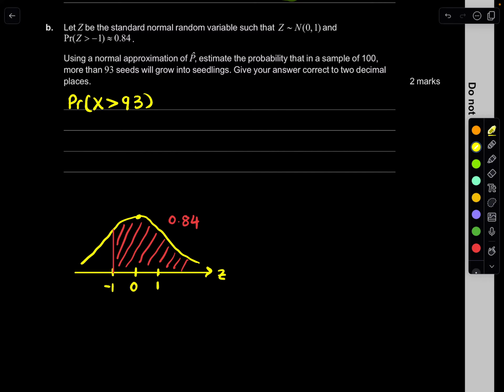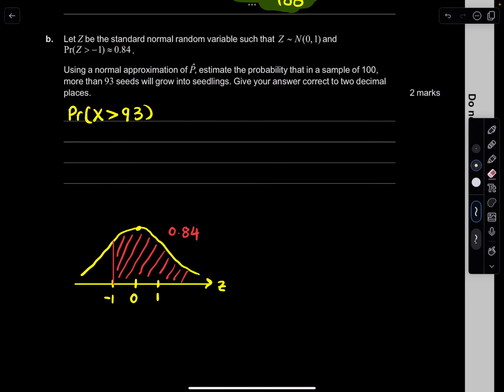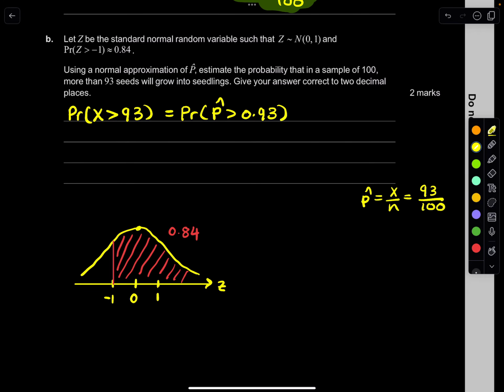Straight away, we've done so much work because we're going to use the normal distribution for p hat. We want to make sure this is in p hat, not x. So remember the formula: p hat is x over n. In this case, x is 93, so 93 divided by 100, which is your n. You can rewrite this as the probability that p hat is greater than 0.93. This is what we're trying to calculate.